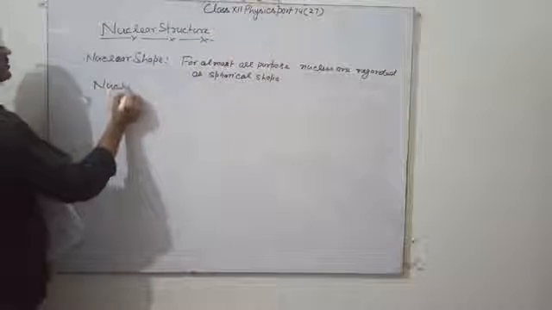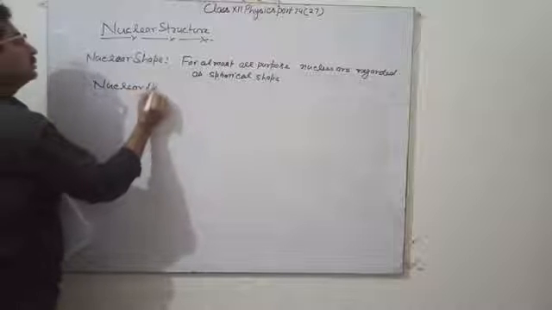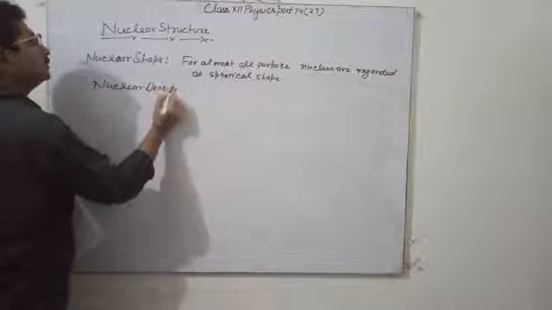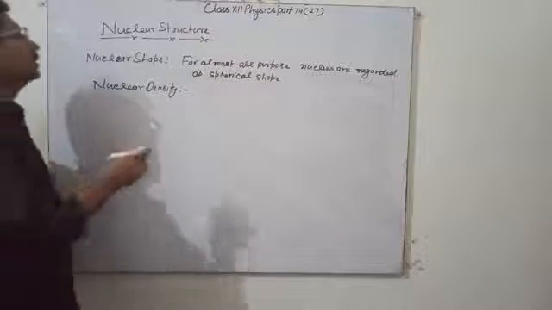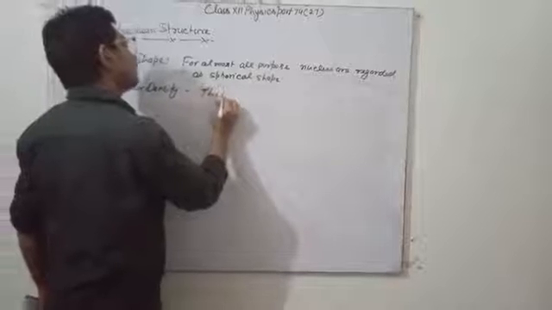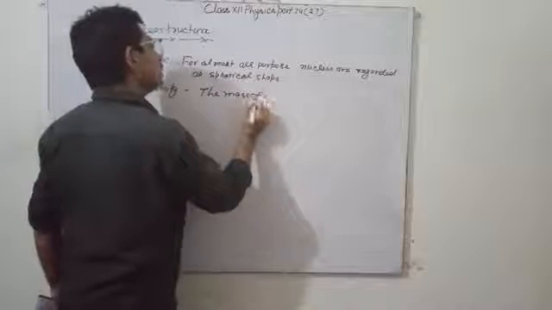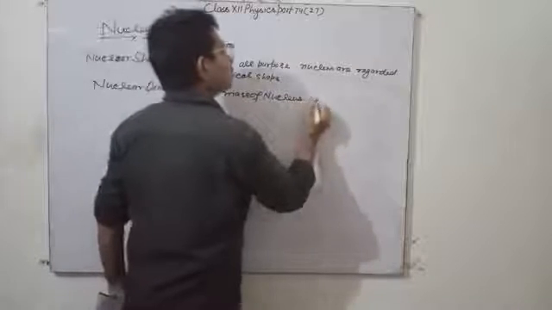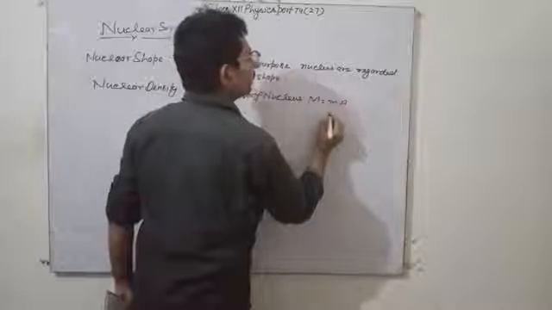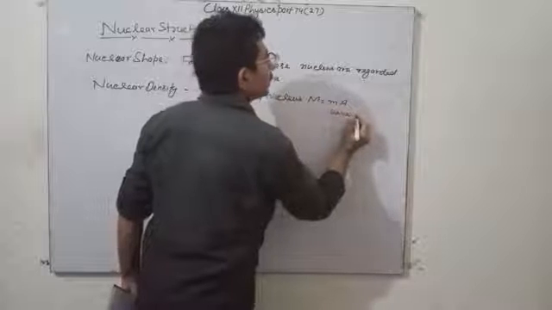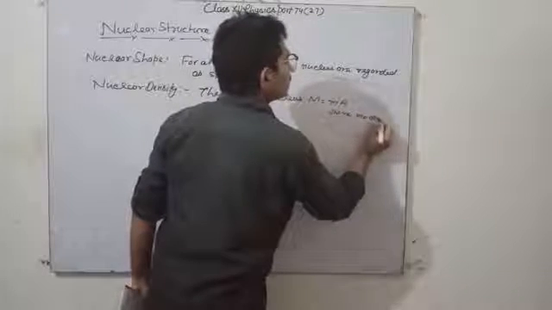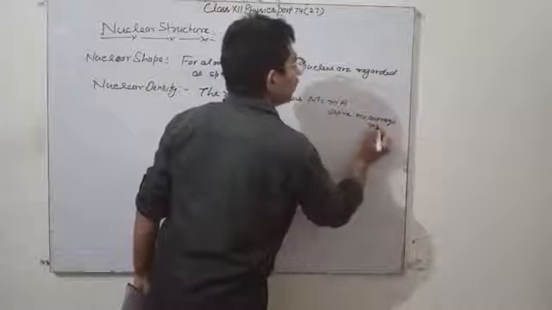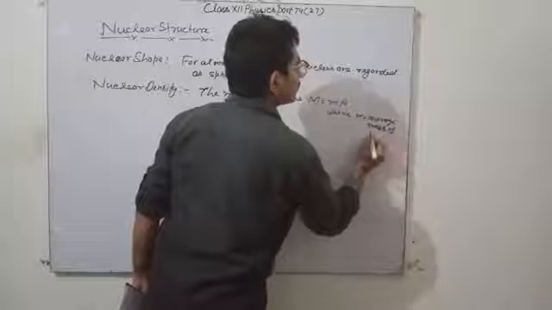Nuclear density. What do you mean by nuclear density? The mass of the nucleus, m equals mA, where m is the average mass of nucleons.